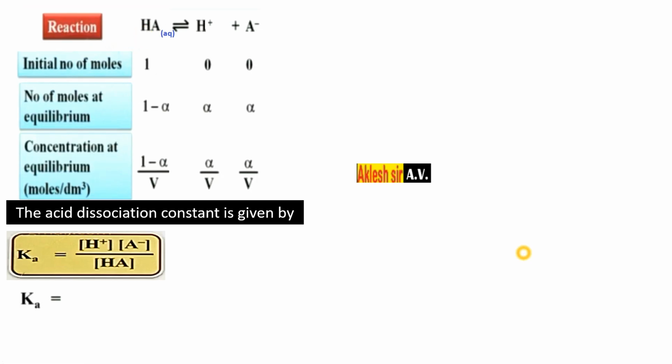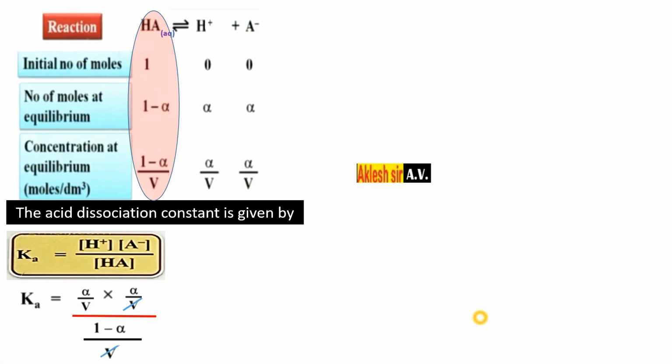So Ka is equal to, instead of H plus, what will you write here? What is the concentration of H plus? Alpha upon V. So here you will write alpha upon V into, then the concentration of A minus. Instead of A minus, you will write alpha upon V. So here alpha upon V, divided by what? What is HA? HA concentration is 1 minus alpha upon V. So here you will write 1 minus alpha upon V.